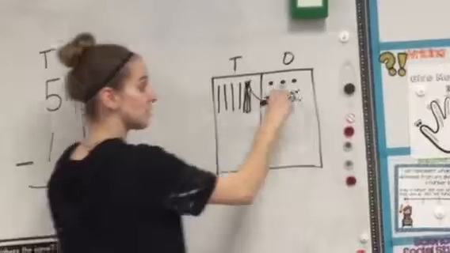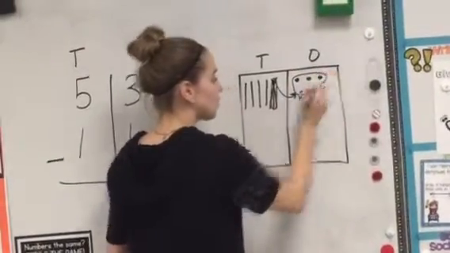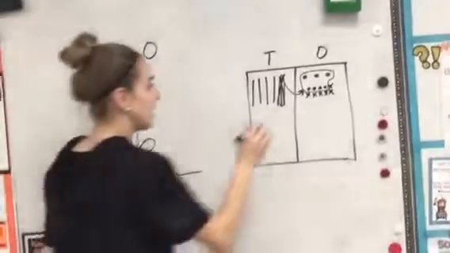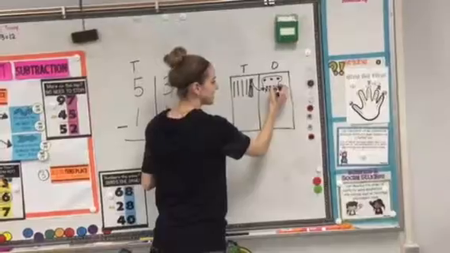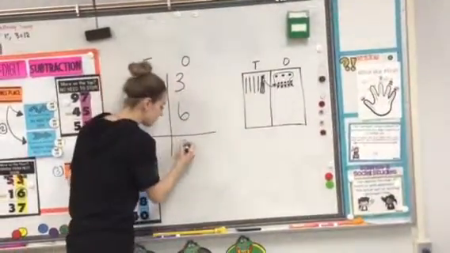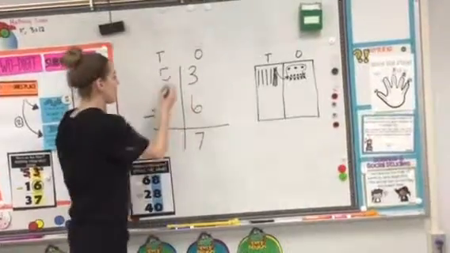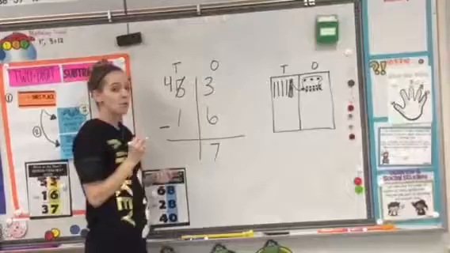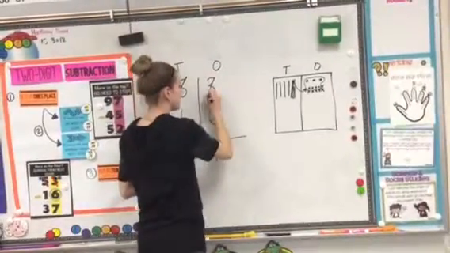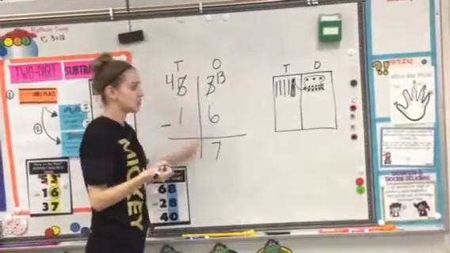Now I still have the 3 from the 53. So I'm going to put a big circle around what is left. And then I see there's 1, 2, 3, 4, 5, 6, 7. There's 7 left, but when I go back to my algorithm, I didn't do that. So I took away a rod, which makes this 5 now 4, and I added it to the 3, which made 13. Then I took away 6.